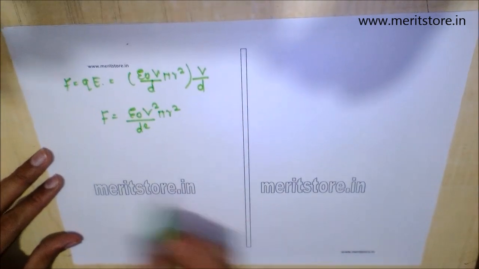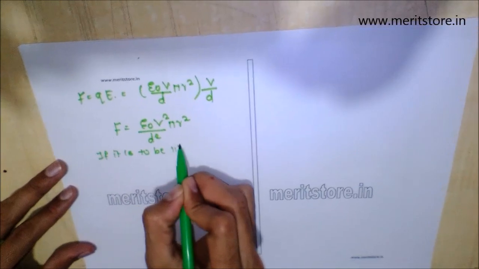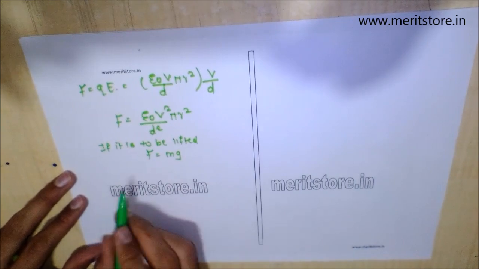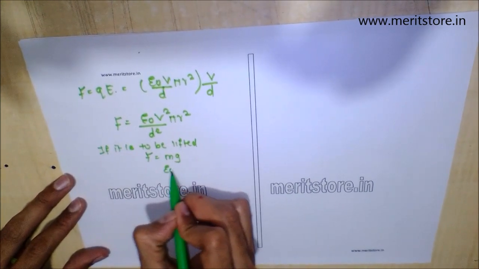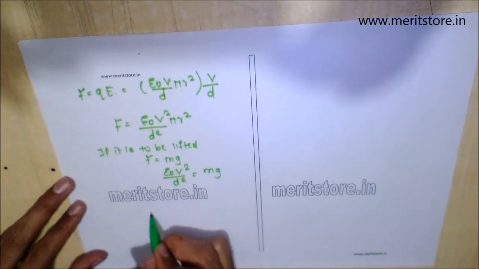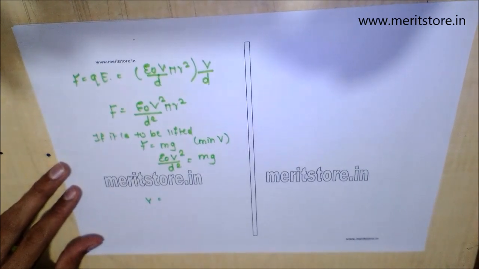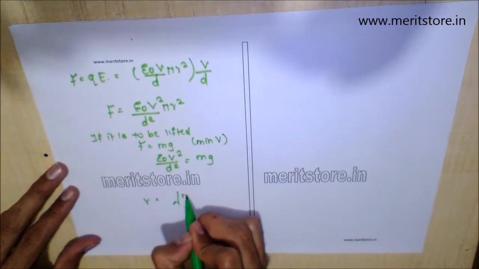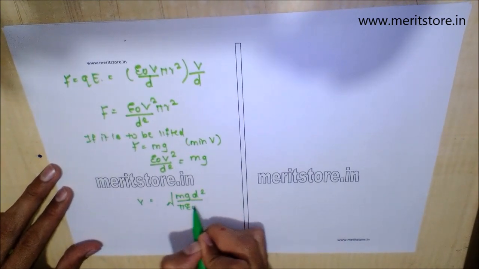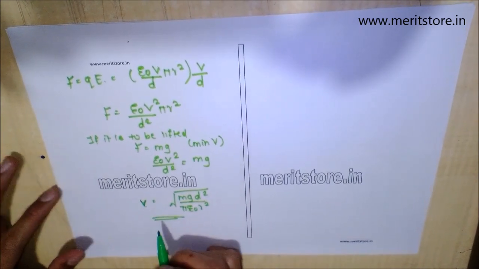Now if the disc is to be lifted, we need the total force to be equal to the weight of the disc. So the total force, epsilon naught V square upon D square times pi R square, is equal to mg. So we calculate V, the minimum voltage. The minimum voltage is given by under root, calculating all the things, D square upon pi epsilon naught R square. So this is the minimum voltage required to lift the disc up.